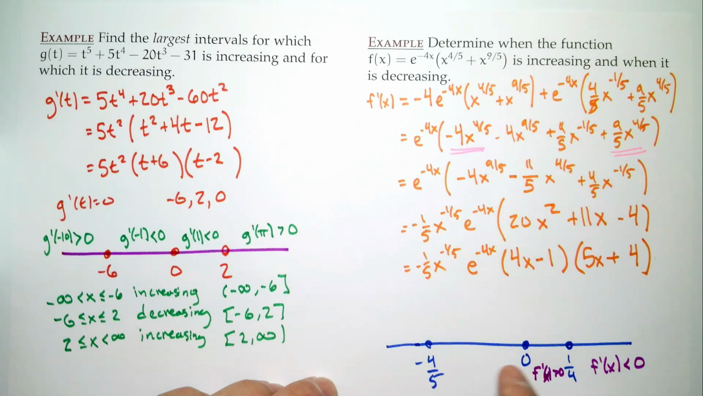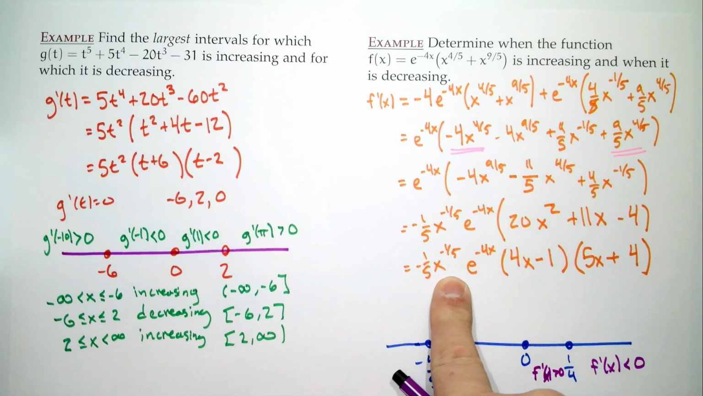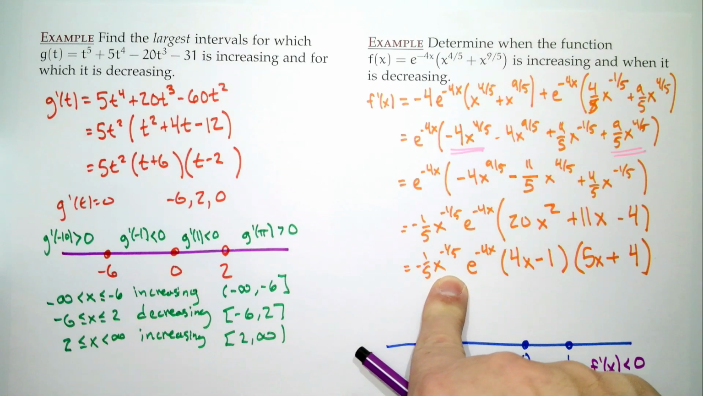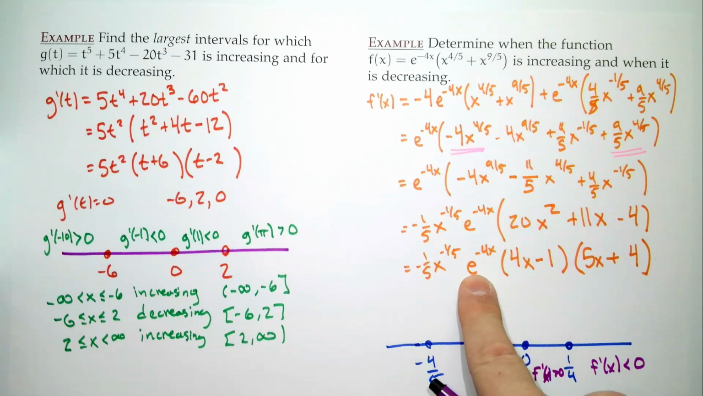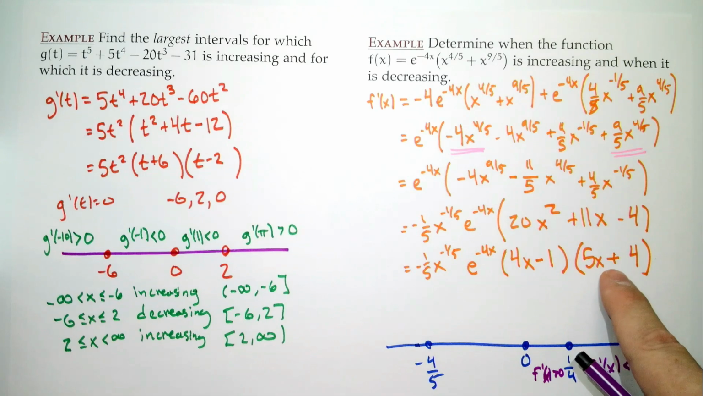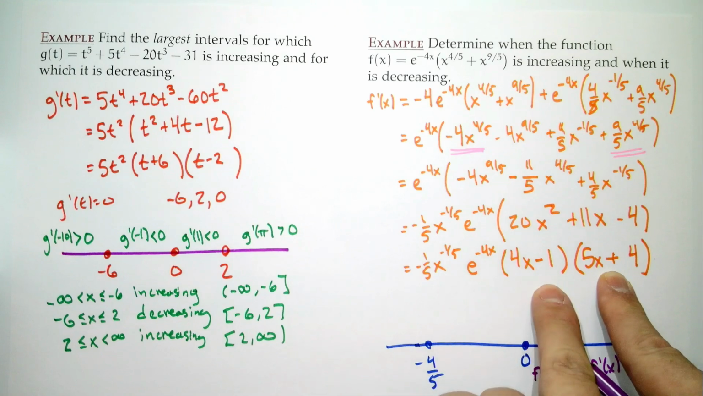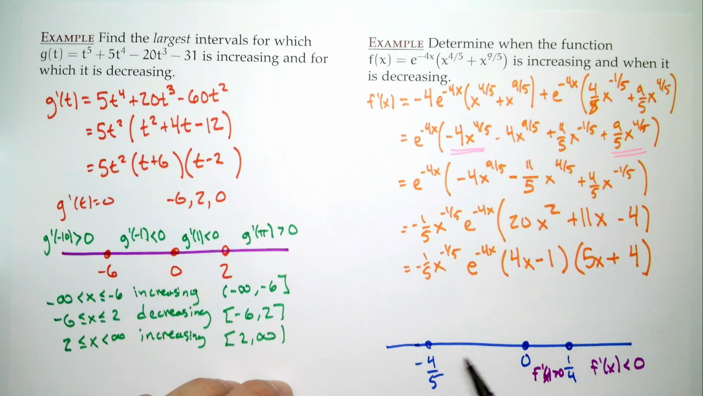Okay, what's the number between 0 and negative 4/5? Negative 1/2. That works. Okay, negative 1/2. Negative to the negative 1/5 will be negative. If you take an odd root of a negative number, it's negative. Positive or negative? Positive. Okay, so that'll be negative 2 minus 1, which is negative. Minus 5/2 plus 4, positive. So we're getting 1, 2, 3 negative terms. So this is negative.